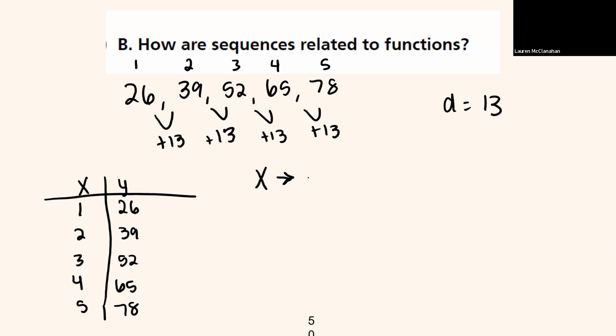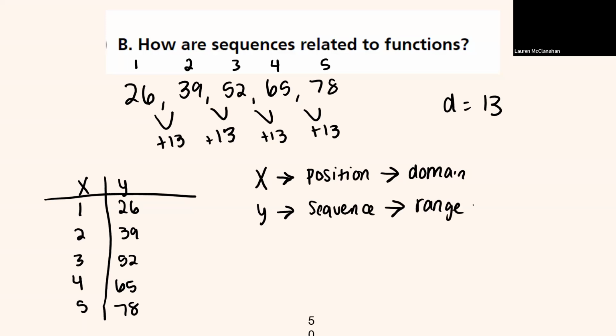So I just want to remind you, you might want to write it right here. X is representing the position, which is your domain. Y is representing your sequence, which is representing your range, okay? You guys should be familiar with the words domain and range, okay?